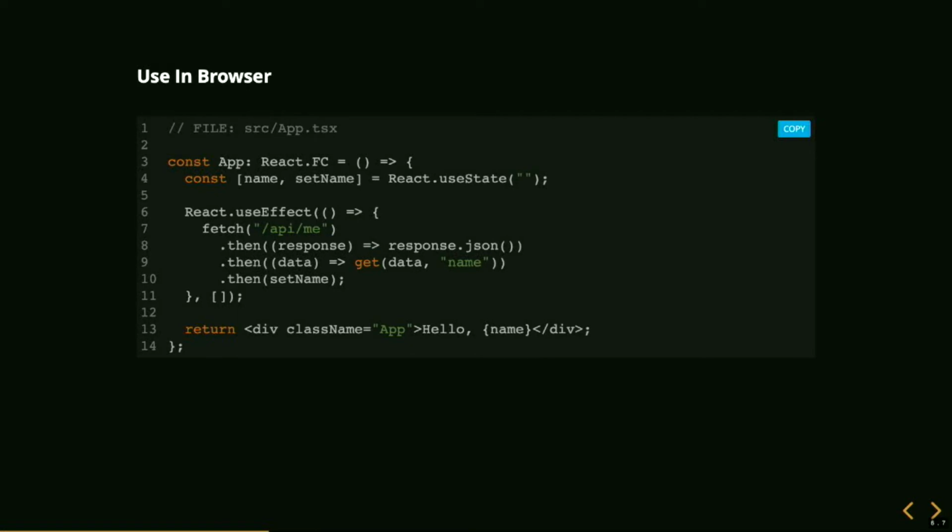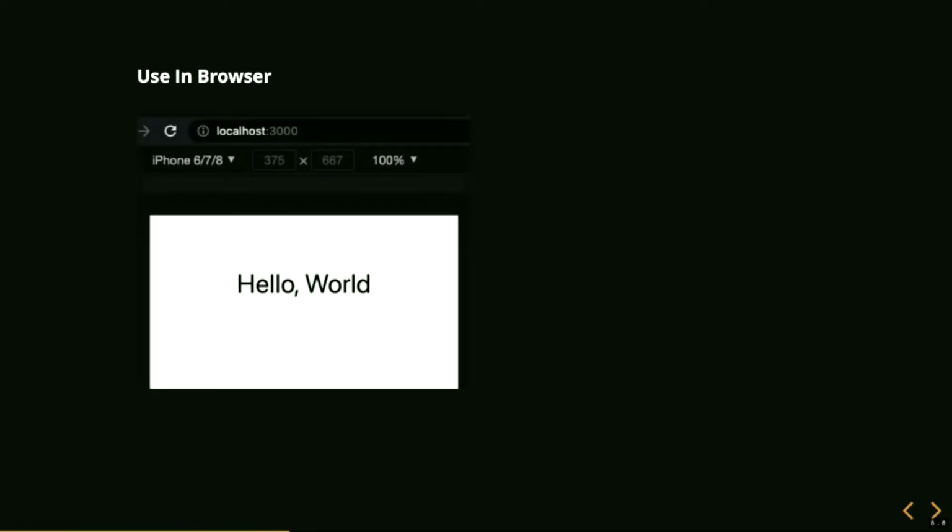To prove that the mock server is really working, let's add some code in the application to actually send some requests. Here, we use the fetch API to access the endpoint we just mocked, which is /api/me, and display the returned result as it is. So let's see what happens when it runs.